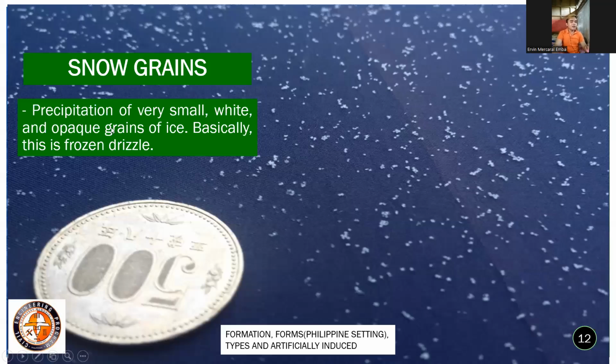Snow grains: precipitation of very small, white, and opaque grains of ice. Basically, this is frozen drizzle. So if we have the drizzle, the fog-like one, if it solidifies, it will become a snow grain. That makes sense. So let's proceed.